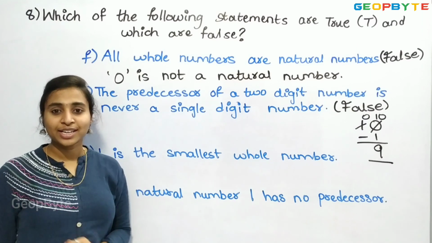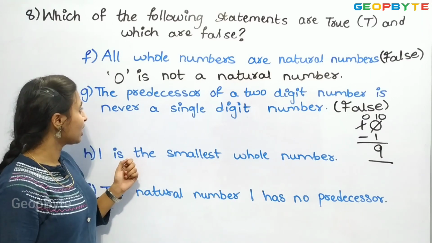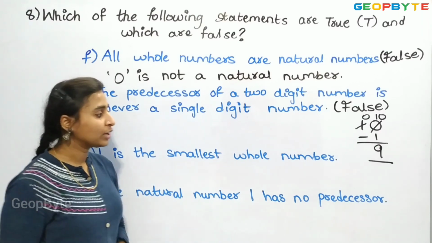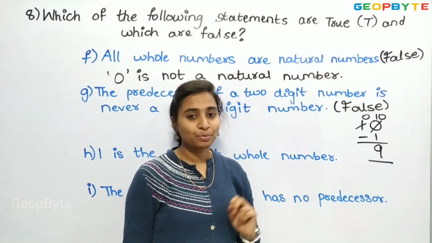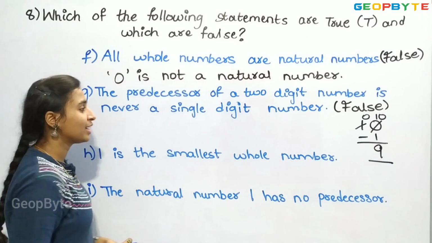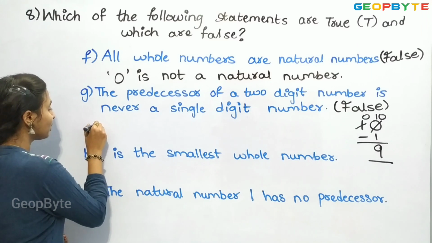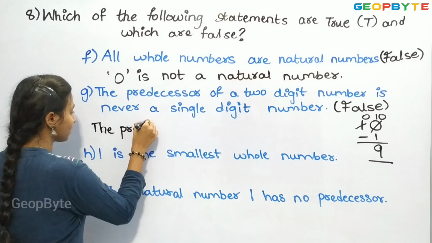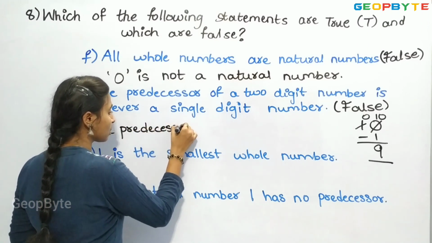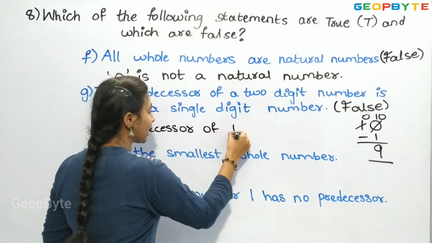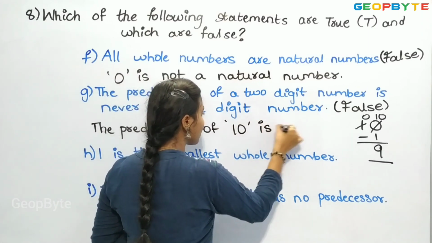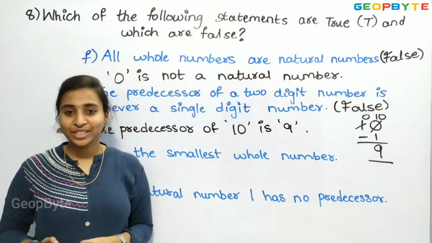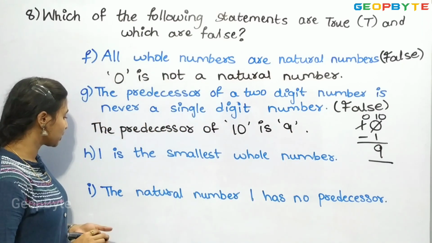So, this statement is false. Right? As they have given, the predecessor of a 2-digit number is never a single-digit number. But we got a single-digit number as the predecessor of a 2-digit number. Right? So, the predecessor of 10 is 9, as this is a single-digit number and this is a 2-digit number. Right? Let us see the next one.